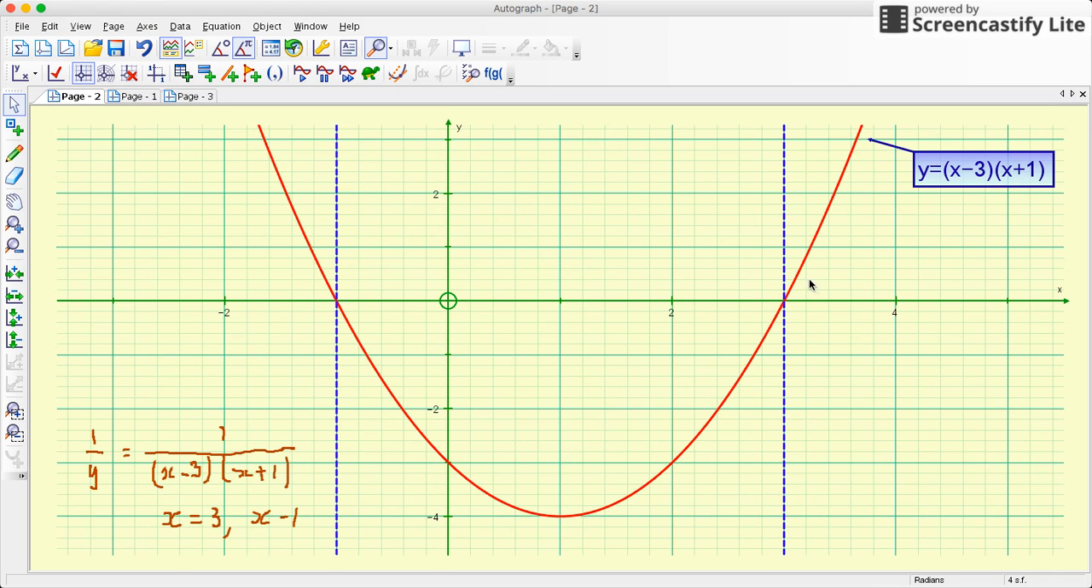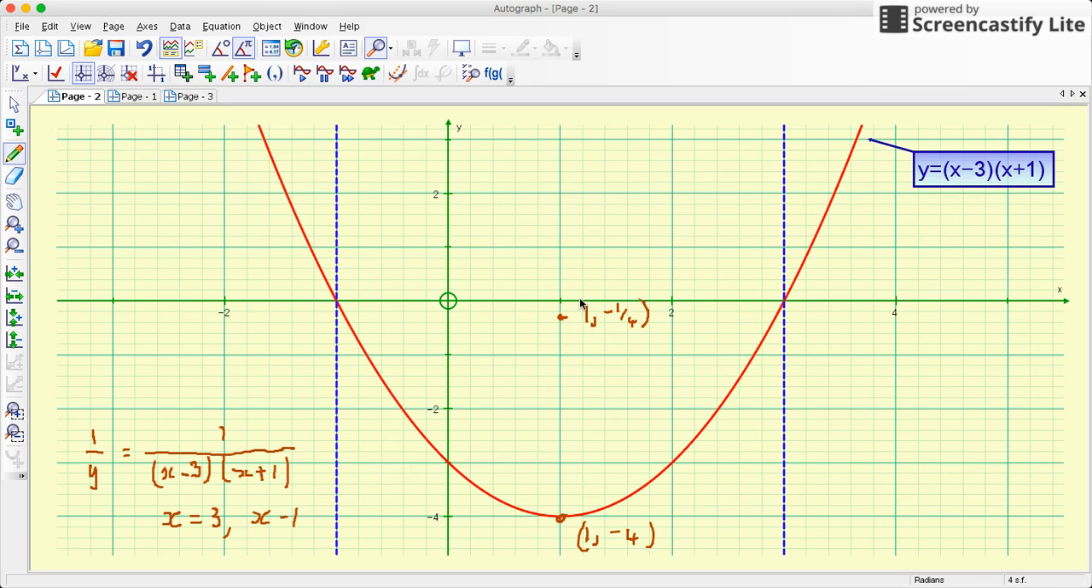Now the next thing I can see is that this graph goes through 1, minus 4. Now that means that when I put x as 1 in, I got minus 4 out. So I'm going to put 1 into here and I get minus 4 out. So 1 over y is going to give me 1 over minus 4, which is negative a quarter. So negative a quarter is going to be roughly here. So there's another point that I know that the graph goes through.